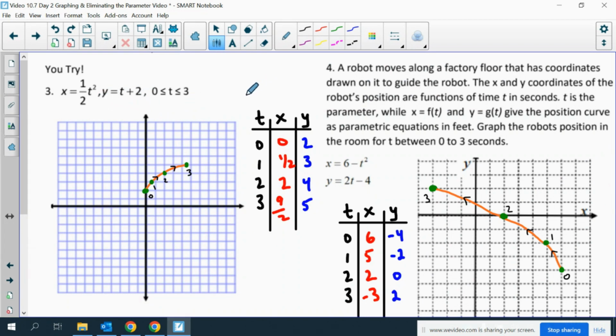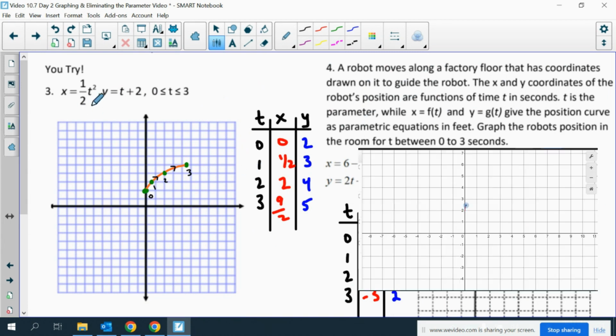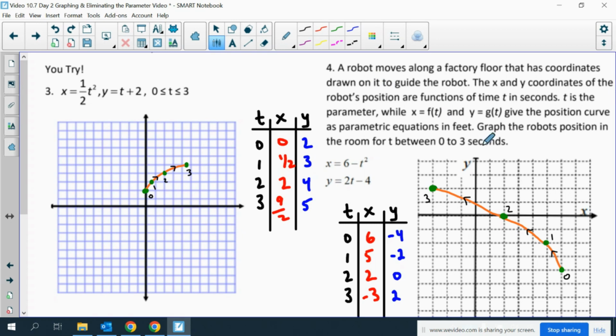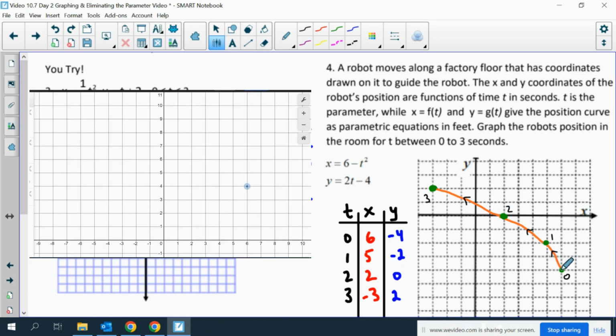So if we have two more problems like numbers 3 and 4, as you see here, if we have x equals 1/2 t squared and y equals t plus 2 from 0 to 3, we can graph this, and what you'll see is it starts here and moves up and to the right, and the speed is increasing as we move along. For this robot problem, something similar is happening. It's starting down in quadrant 4 and then moves up through quadrant 1 and into quadrant 2, just based on substituting in these certain values for t from 0 to 3.